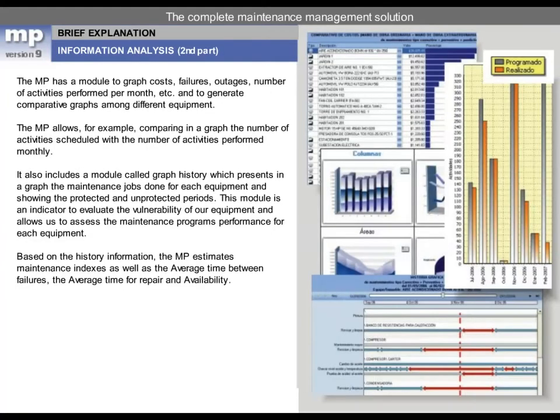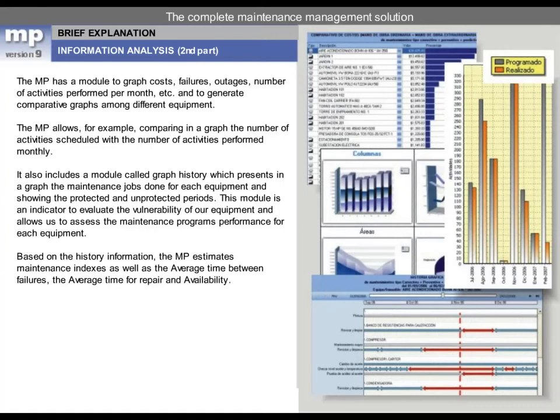The MP has a module to graph costs, failures, outages, number of activities performed per month, etc., and to generate comparative graphs among different equipment. The MP allows, for example, comparing in a graph the number of activities scheduled with the number of activities performed monthly. It also includes a module called Graph History, which presents in a graph the maintenance jobs done for each equipment, and showing the protected and unprotected periods.